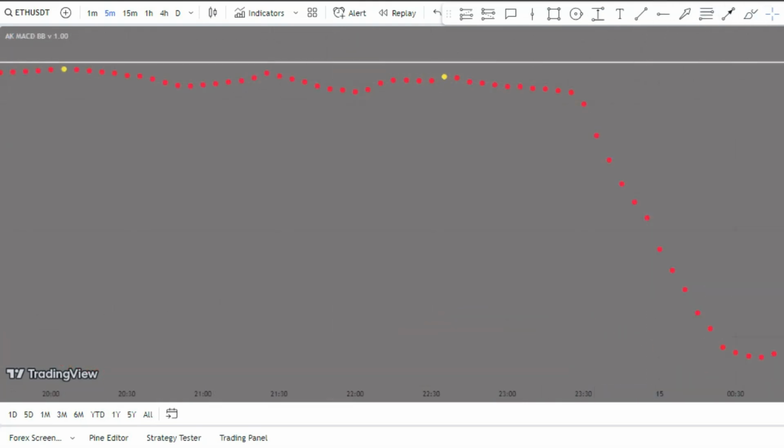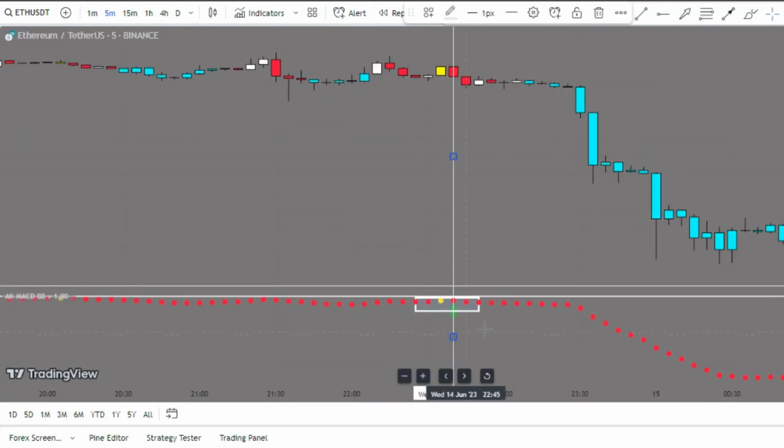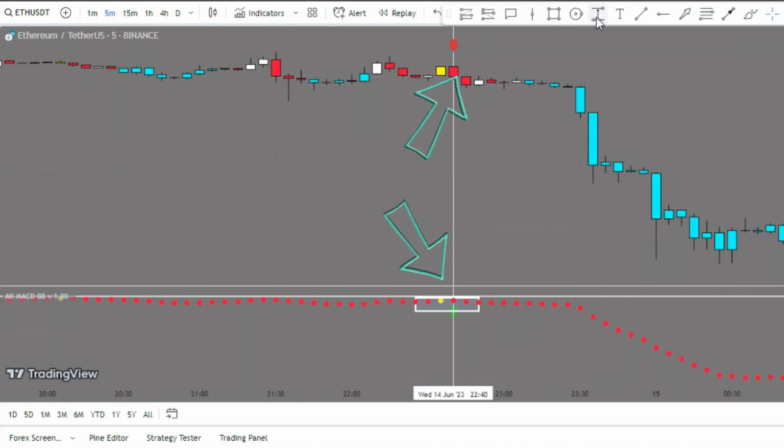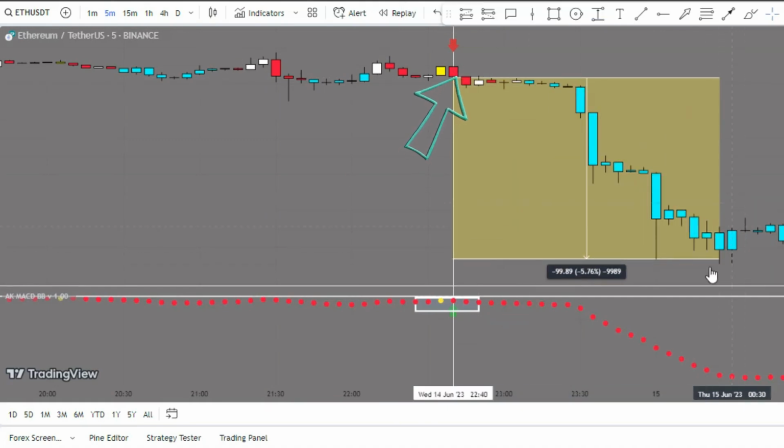And vice versa, when the dots change from green to red, that could mean a downtrend is starting. And similarly, for a sell trade, after the first red dot, we should look for a red candlestick on the chart to confirm that signal.